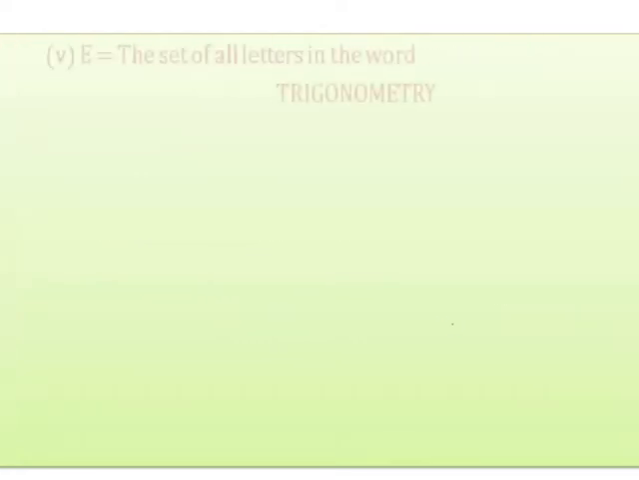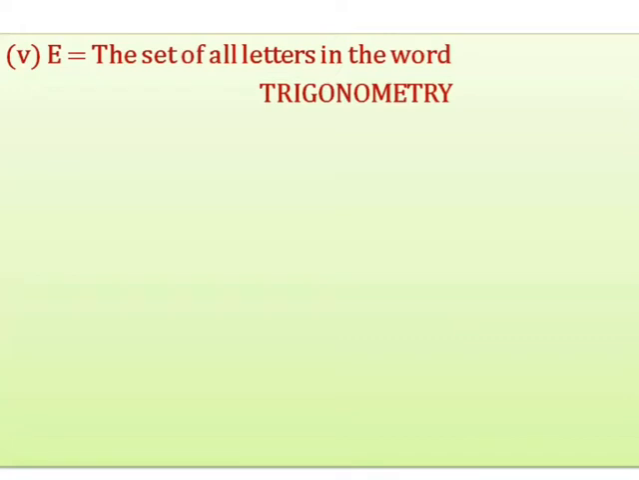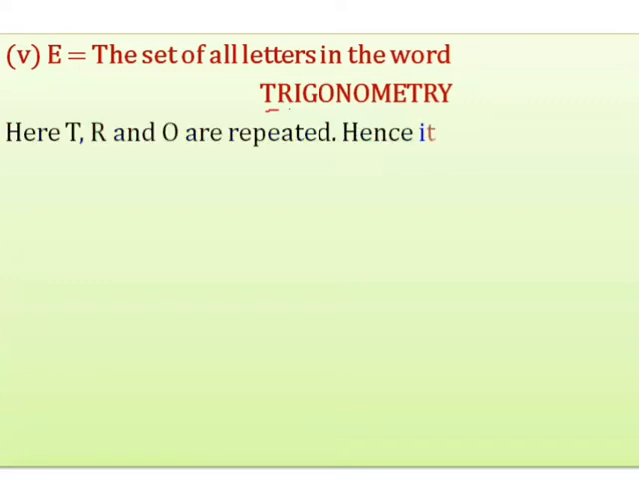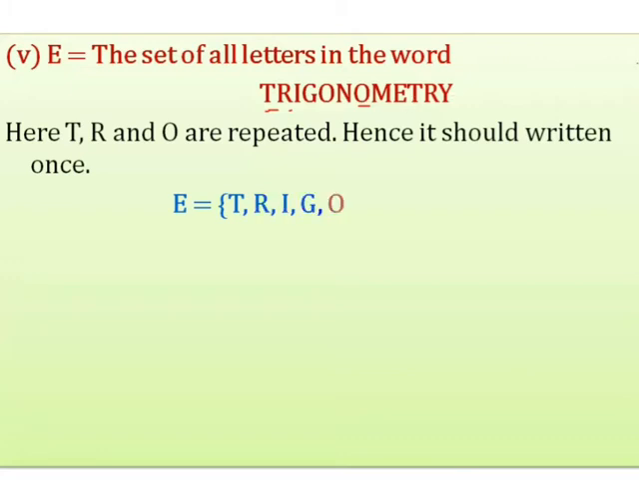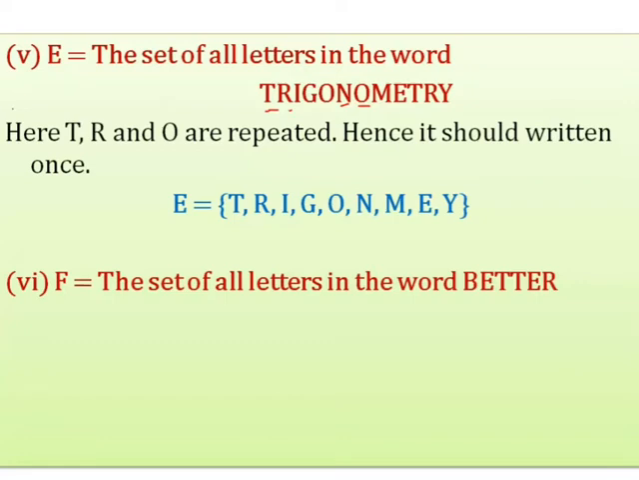Next problem is set E is equal to the set of all letters in the word trigonometry. Here the letters T, R and O are repeated twice, so they should be written only once. Set E is equal to T, R, I, G, O, N, M, E, Y.